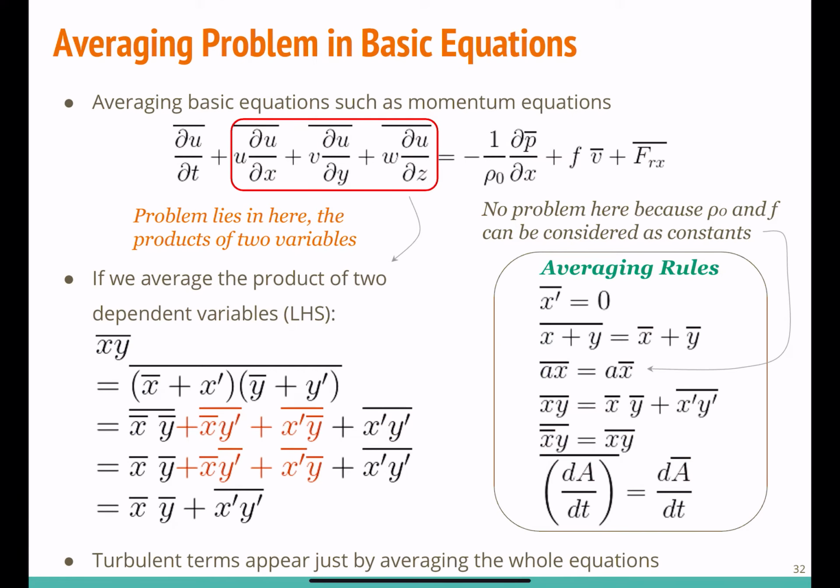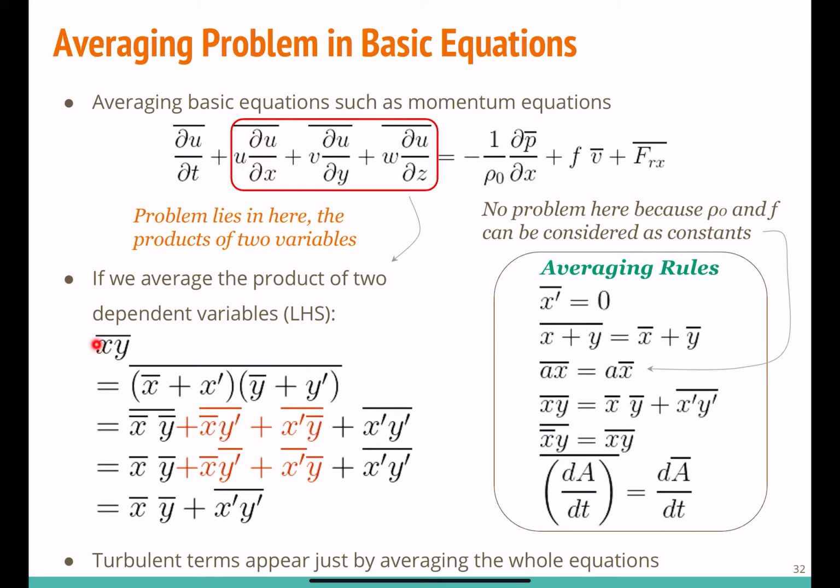So what we have done is that we have applied the averaging rules on the right hand side. No problem here because rho naught and F can be considered as constant in the PBL, and these are the averaging rules that we have used, I think. Okay, and then the problems actually lie on the left hand side. It's more difficult to do the averaging because we have the products of the two dependent variables in here.